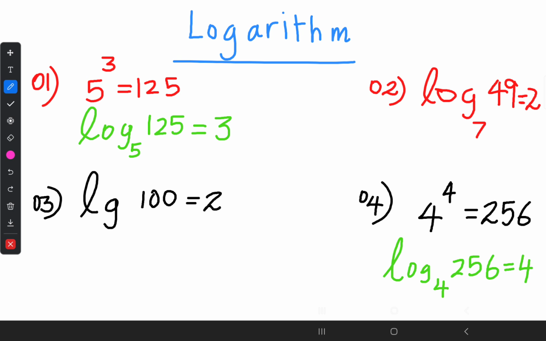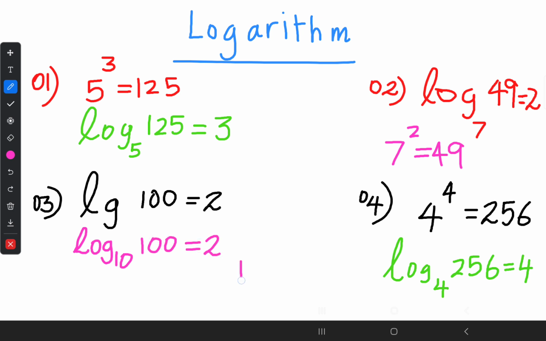Here the base is 7, so 7 to the power of 2 equals 49. But here we don't have any base. I already told you that instead of log base 10, we can denote it as lg. lg 100 equals 2. That means 10 to the power of 2 equals 100. This is the way you should answer the question.